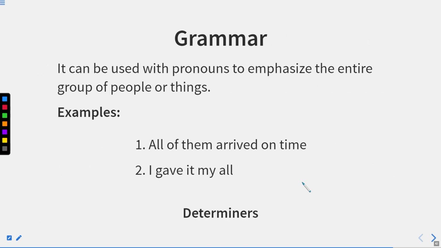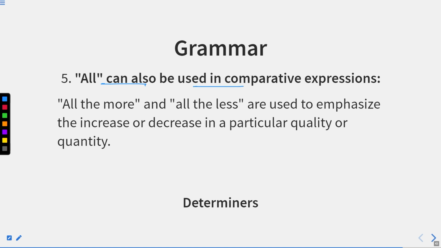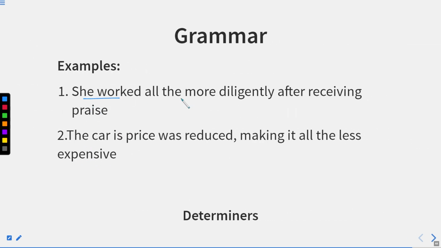It can be used with pronouns to emphasize the entire group of people or things. For example, all of them arrived on time. I gave it my all. All can be used in comparative expressions. All the more, all the less are used to emphasize the increase or decrease in a particular quality or quantity. For example, she worked all the more diligently after receiving praise. The price was reduced, making it all the less expensive.